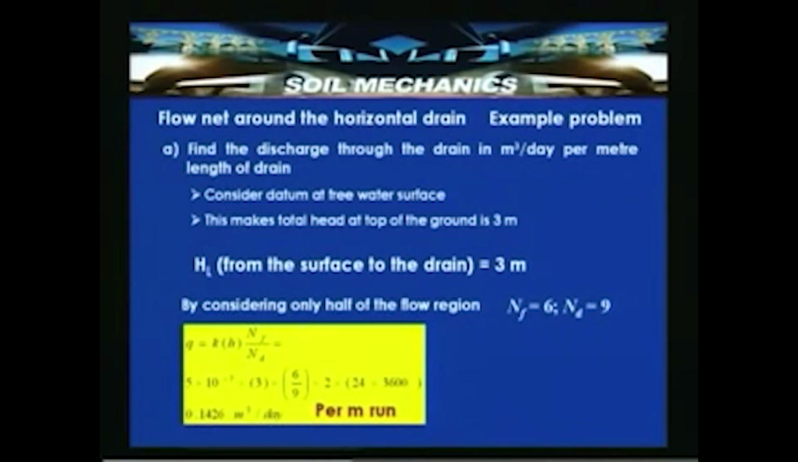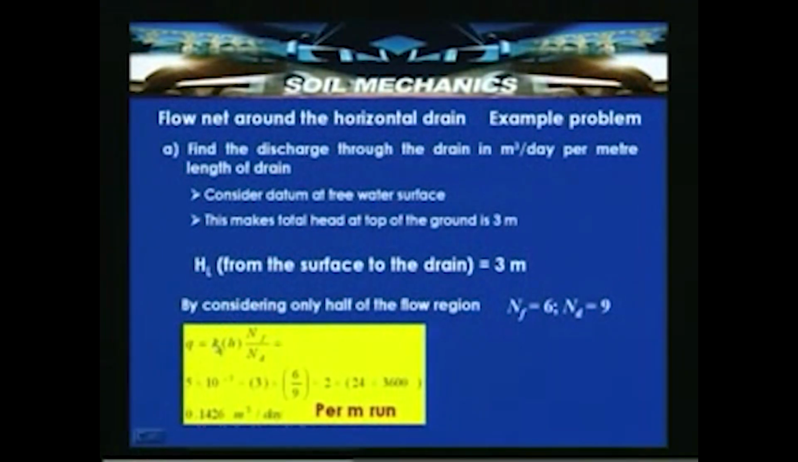Being symmetrical, isotropic, being curvilinear squares, the aspect ratio A by B can be assumed as 1. So, by substituting these values, K is the coefficient of permeability and HL is the head loss, with the number of flow channels and number of potential drops, multiplied by 2 because we have two flow regions determining this longitudinal drain. So, multiplied by 2, this gives us 0.1426 meter cube per day per meter run of the pipe. This is the rate of seepage or rate of discharge which can occur per meter run of the pipe.